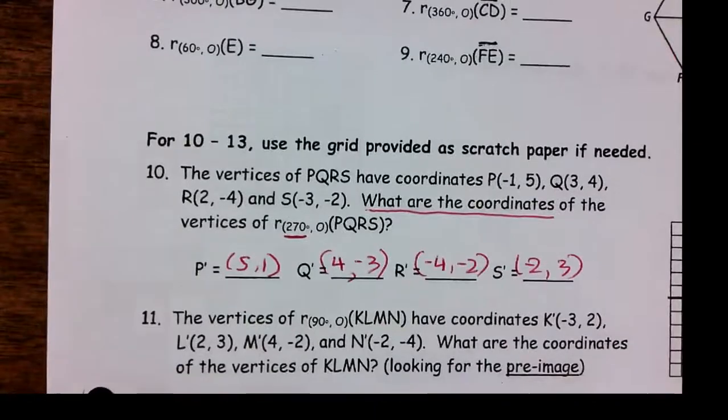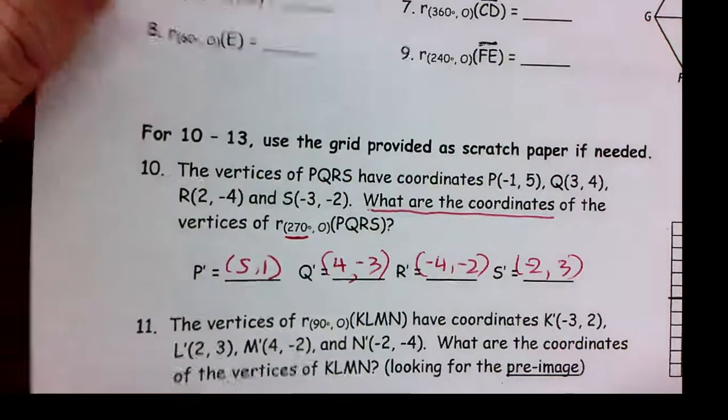And I now have the coordinates of where the quadrilateral would end up after a rotation of 270 degrees. Let's go to number 11.